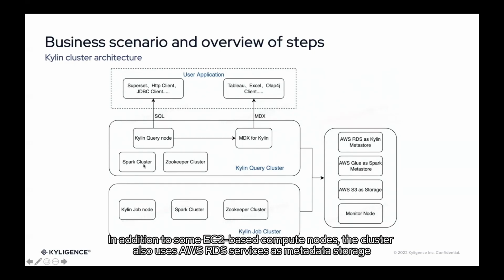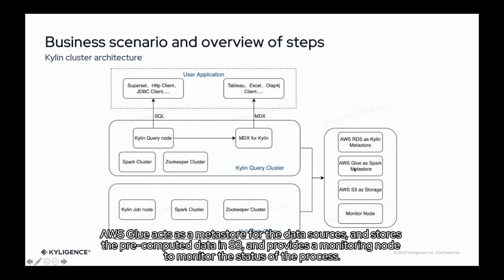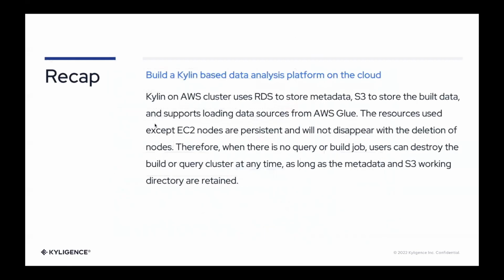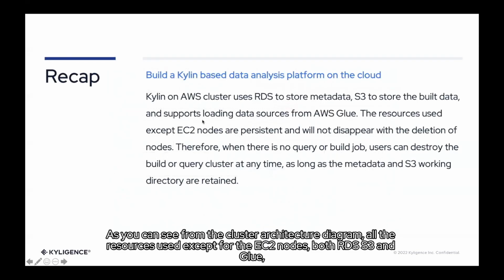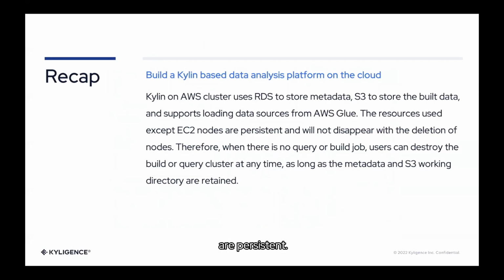In addition to some EC2-based compute nodes, the cluster also uses AWS RDS services as metadata storage. AWS Glue acts as a metastore for the data sources and stores the pre-computed data in S3, and a monitoring node is provided to monitor the status of the process. As you can see from the cluster architecture diagram, all the resources used except for the EC2 nodes, both RDS, S3 and Glue, are persistent. They do not disappear with the deletion of nodes.